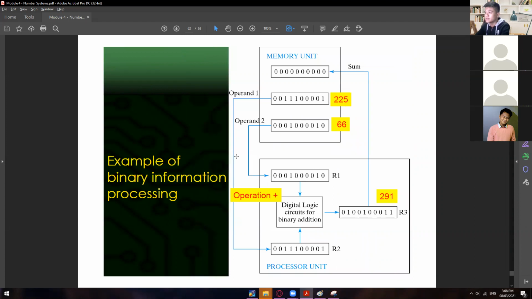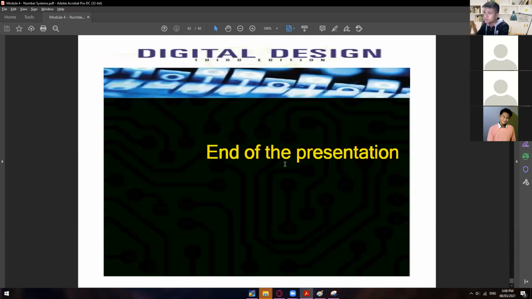All right, and then here's another operation when it comes to addition. Operand 1, operand 2, and then what is the operation that you're going to use, and then the result, etc. So yeah, there you go. So that's it for module 4.